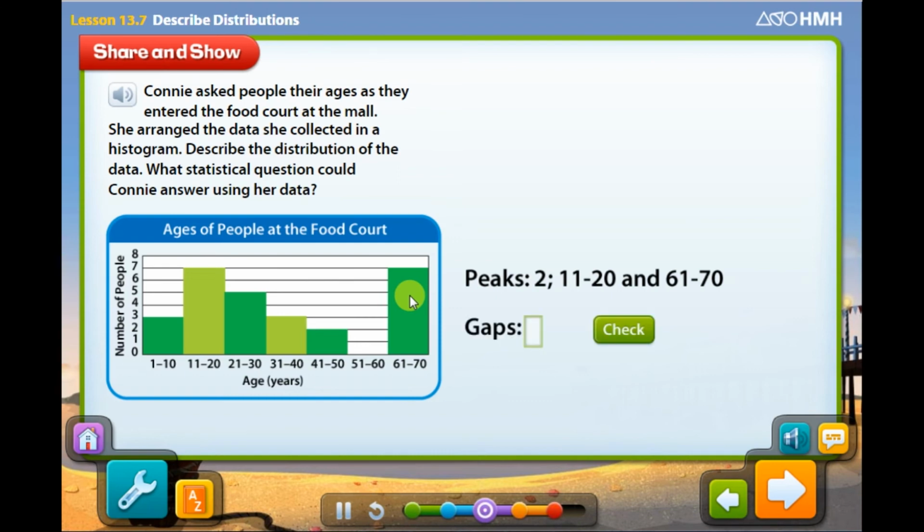Now, let's figure out how many gaps there are. The gaps are the intervals that don't contain any data or any information. So here, this interval doesn't have any data. So I have only 1 gap. That's right. There's 1 gap in the data. Where's the gap? It's just here. Great job. The gap is at ages 51 to 60.